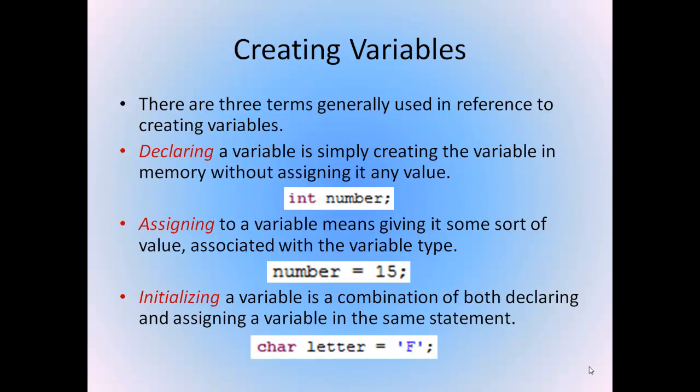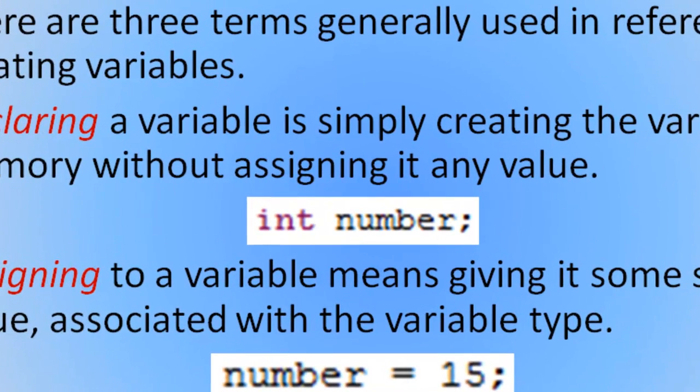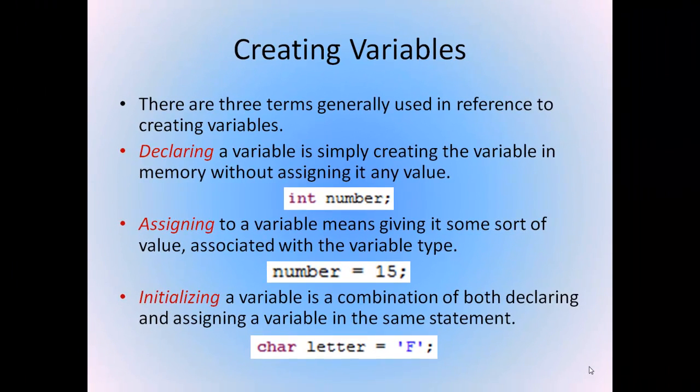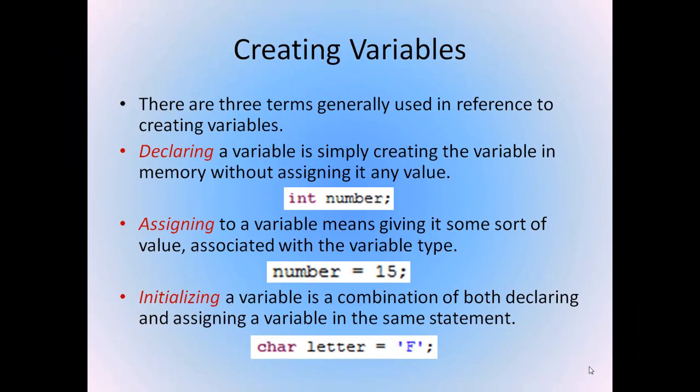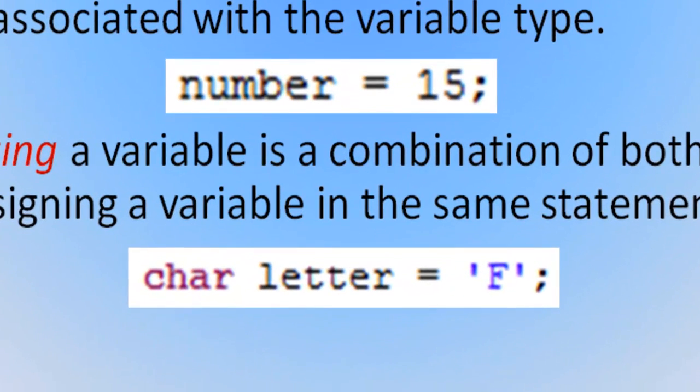So how does one go about creating a variable? There are 3 terms generally associated with variable creation. Declaring a variable simply means creating a variable in memory without assigning it any value. The example below declares an integer called number. Assigning to a variable means giving it some sort of value associated with its data type. In this example, I have assigned the value 15 to the variable I declared above. Initializing a variable is a combination of both declaring a variable and assigning it a value in the same statement. Here you can see that I've declared a character called letter and initialized it to the letter F.